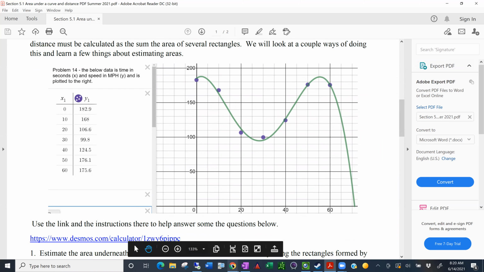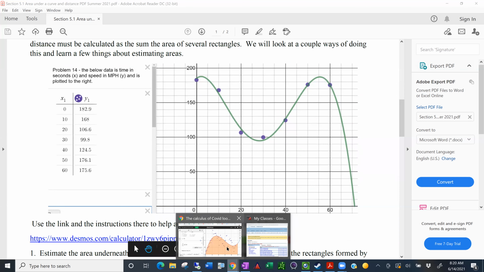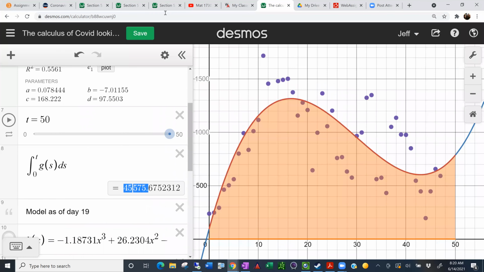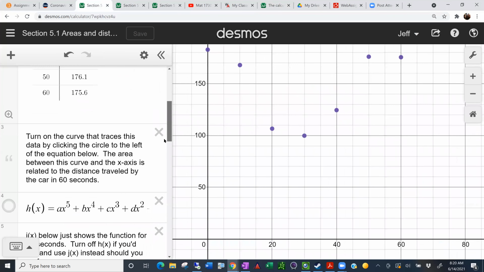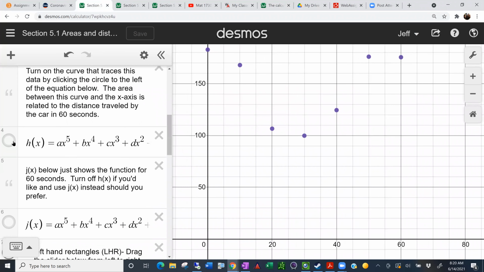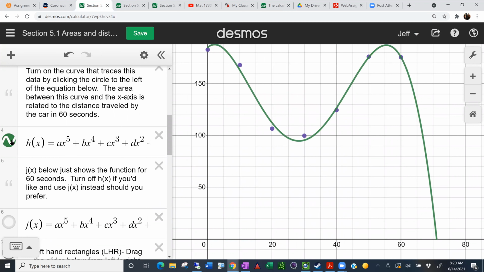So not surprisingly, we're going to go over to Desmos and take a look at things there. And let's see. That's this one right here. Now, I've provided you a link to this site. So here's the data. And we can scroll down a little bit. I've got a curve that I fit to this data. So it looks like that.